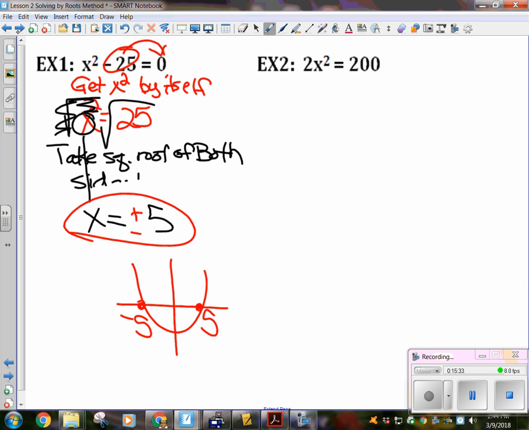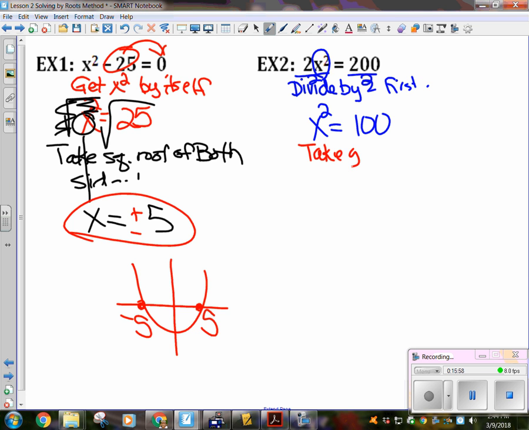I need to get x squared by itself. So how do I get this part, just this part by itself? Divide by 2. So this time, divide by 2 first. Divide by 2. What do you have? X squared is equal to 100. I do not want x squared. I just want x. How do I get rid of the square part? Take the square root of both sides.